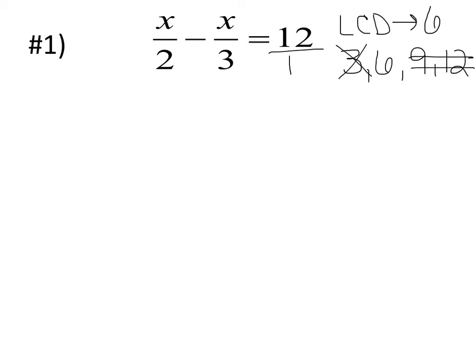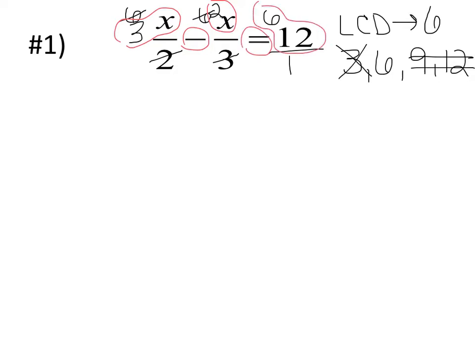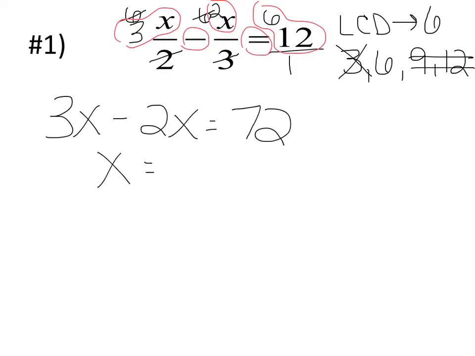Now you're going to take that 6 and multiply it times each piece, and then you're going to divide. 6 divided by 2 is 3. 6 divided by 3 is 2. And 6 divided by 1 is just 1, so we're going to leave that alone. Then look at what's left. You have 3 times x minus 2 times x equals 6 times 12. So that's 3x minus 2x equals 72. 3x minus 2x is just x equals 72.